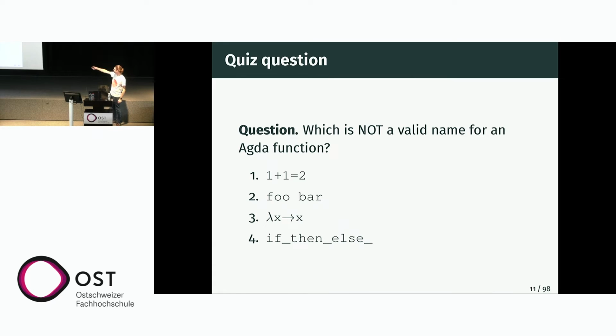The second one indeed has a space in the middle, which means those are two names. This is a function application of foo to bar. This is not a single name, but all the others are in fact valid names. And I have seen all of them actually being used in real-world Agda code. Whether that's good or not, I don't know.